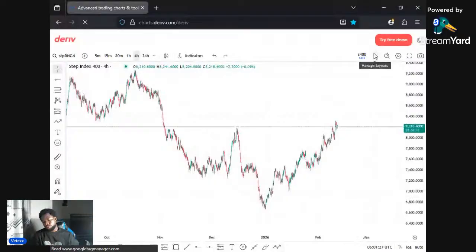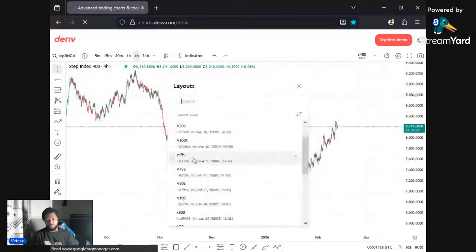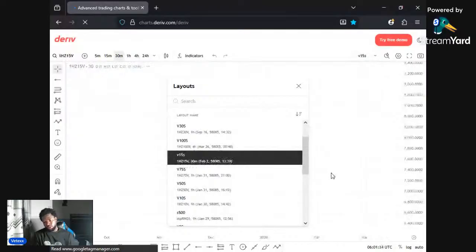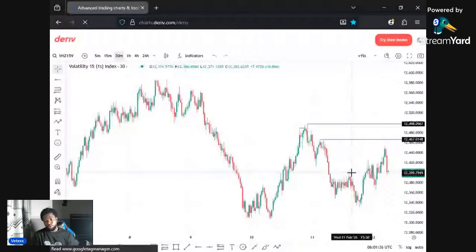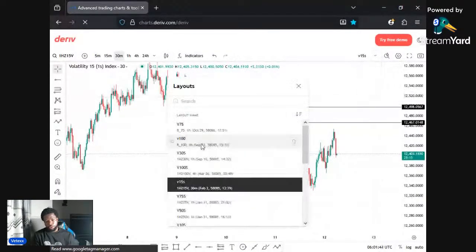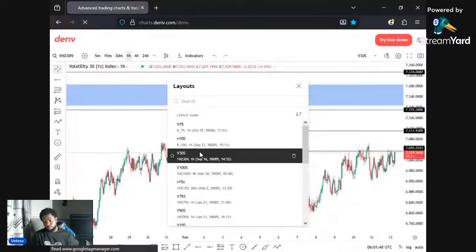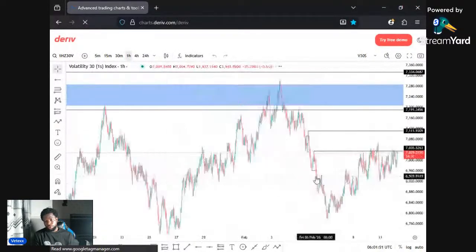So how many pairs are we looking at right now? The first pair we are anticipating is V15 index. A sell on V15 index on the 1 hour time frame. Okay, that is the first. Secondly, we are anticipating a sell on V30S. Okay, V30S, we are anticipating a sell.